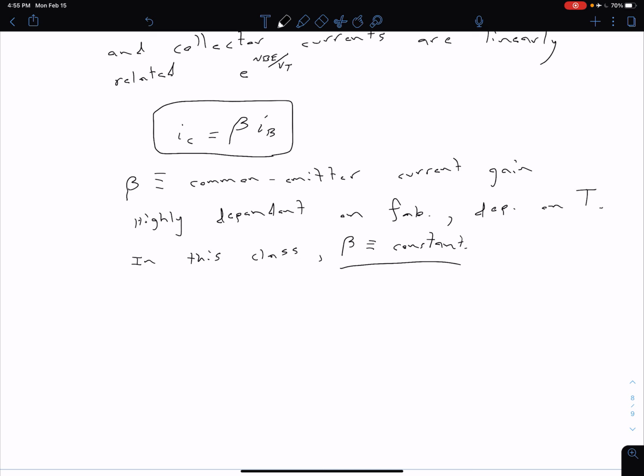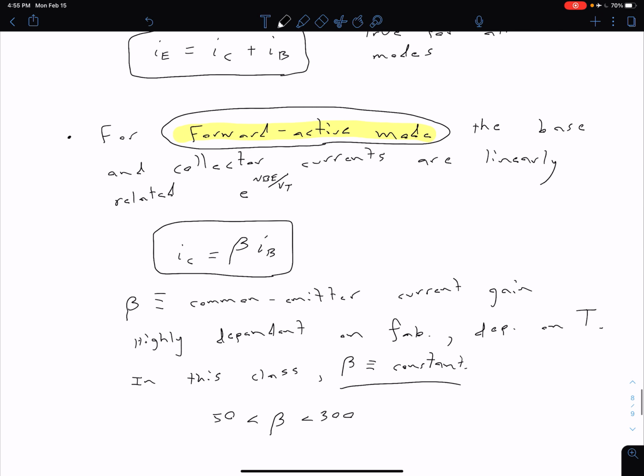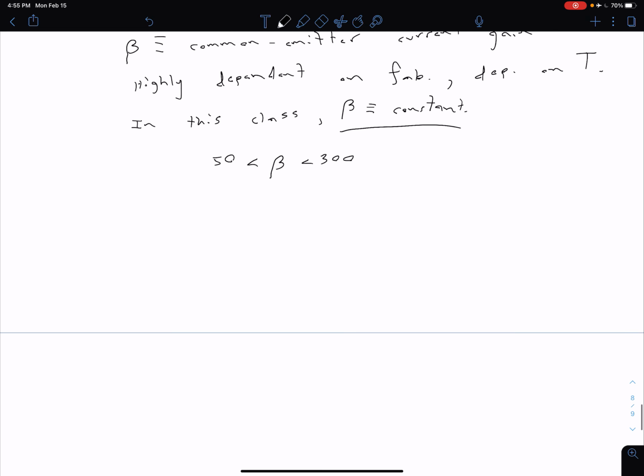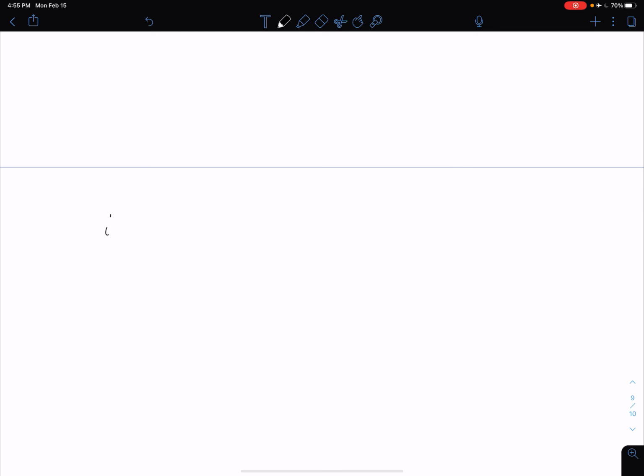And just to give you a rough idea of what some typical values for this beta are, typically it'll be anywhere between 50 and a few hundred. And so we'll see plenty of examples later on where we get to deal with that. So now what we can do is we can combine these two boxed equations here, and we can get a relationship between our emitter and our collector current. So we can say that our emitter current is equal to our collector current plus our base current, but now I'm going to substitute our base current with IC divided by beta.